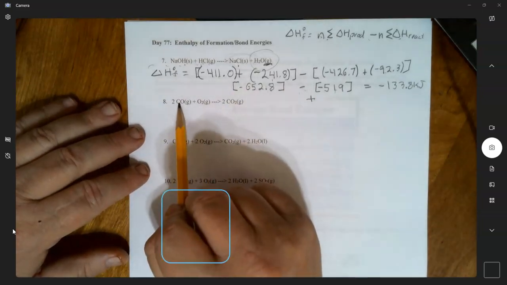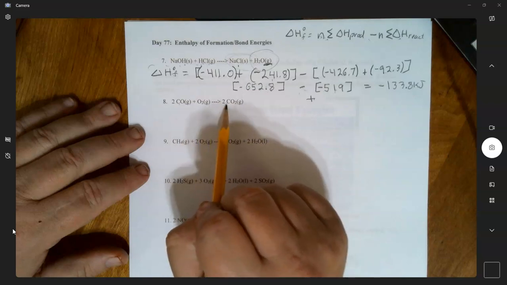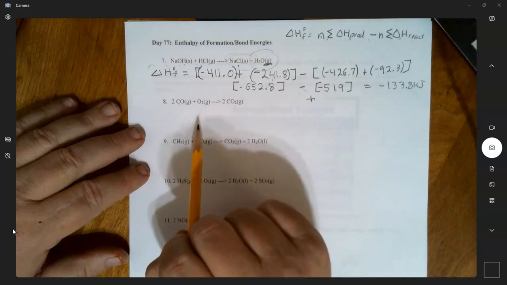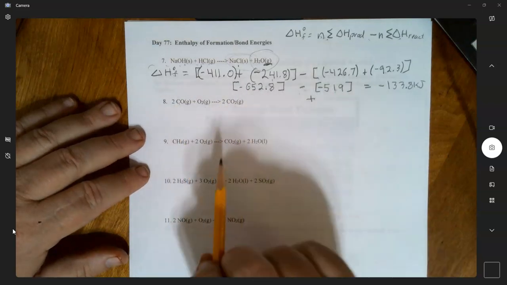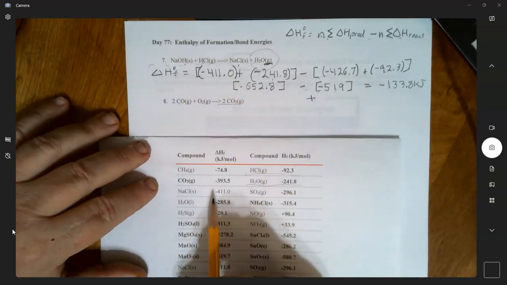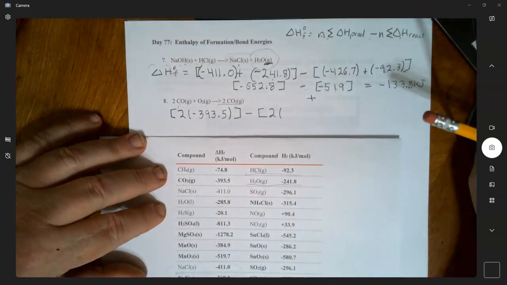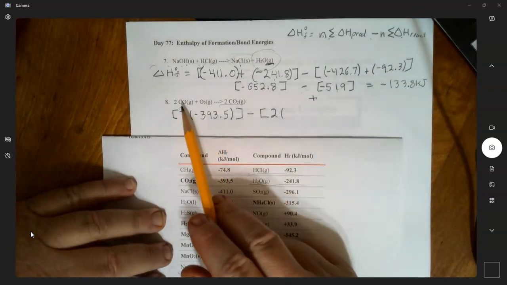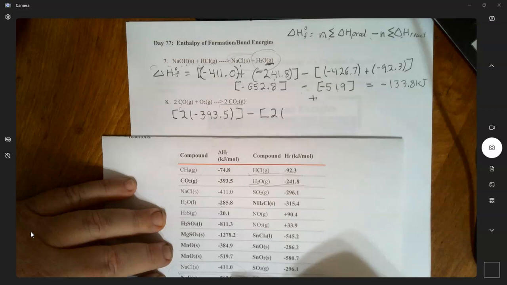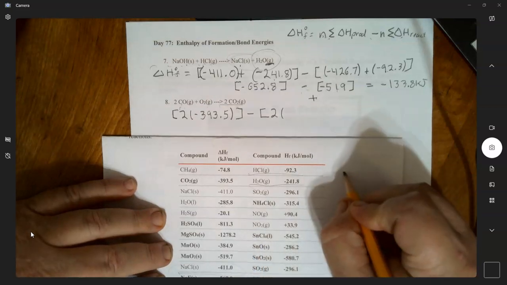Okay, so 2CO plus O2 gives you 2CO2. All right, so let's do that. Same formula. Okay, and we don't have an enthalpy of formation on this table for CO, so let me give it to you.